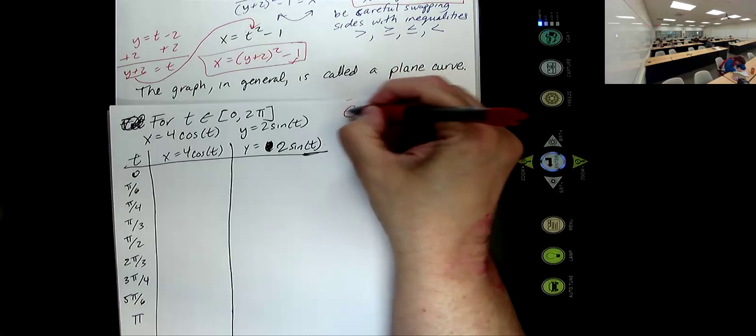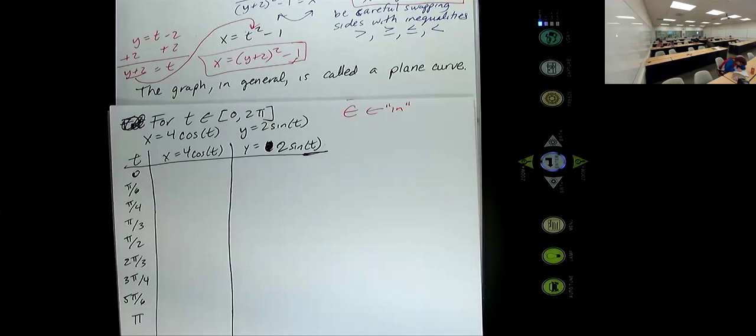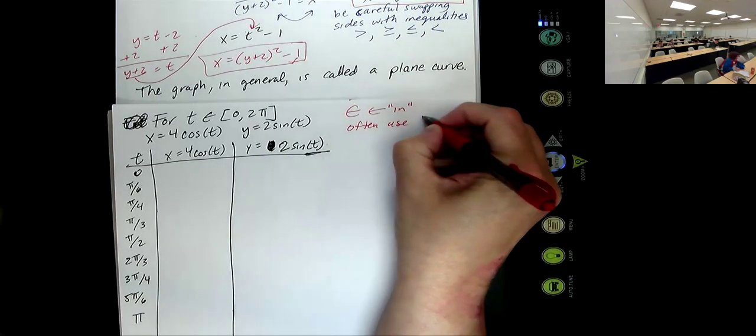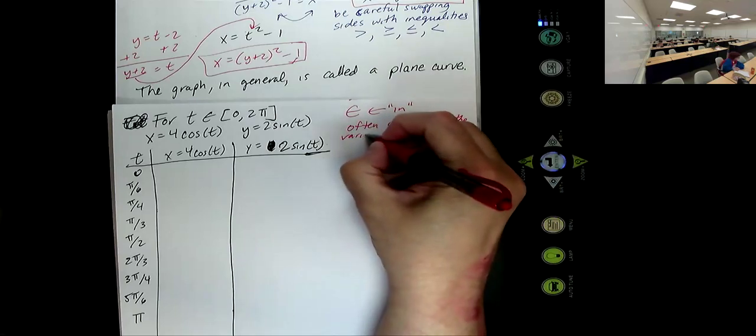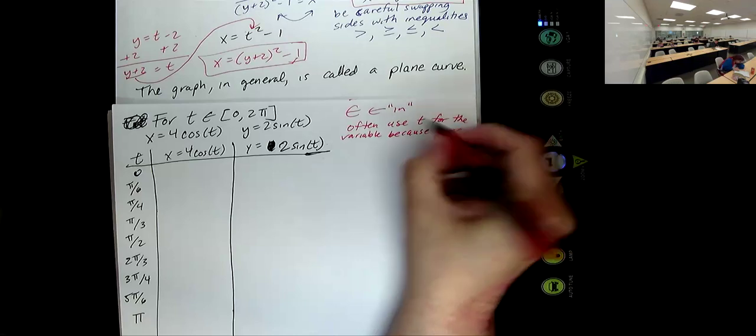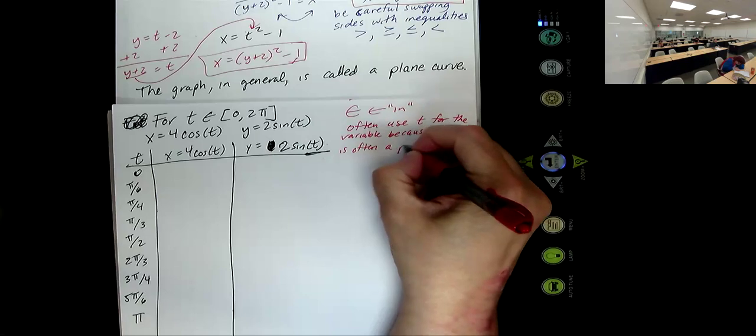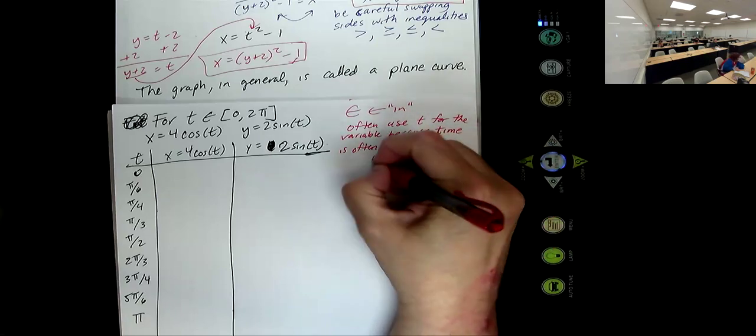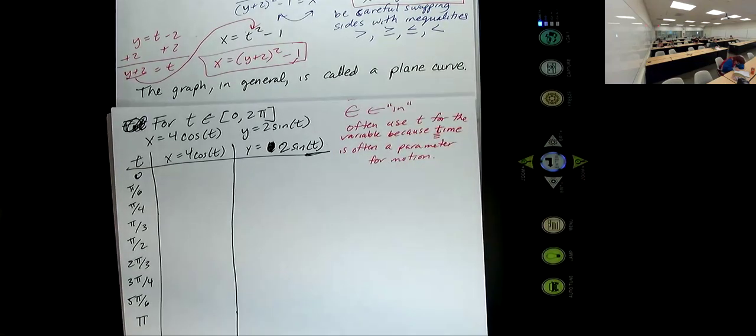That symbol means in. Well, that's not the math jargon for it. The math jargon is an element of. But in general, that means t is somewhere between 0 and 2 pi. We often use t for the variable because time is often the component, or a parameter, for motion. Where you are, how fast you're going, how quickly you're accelerating are dependent on how long it's been since you started hitting the gas pedal.